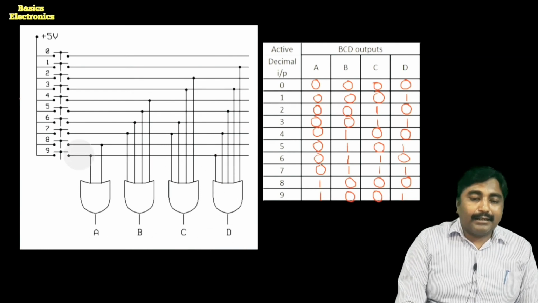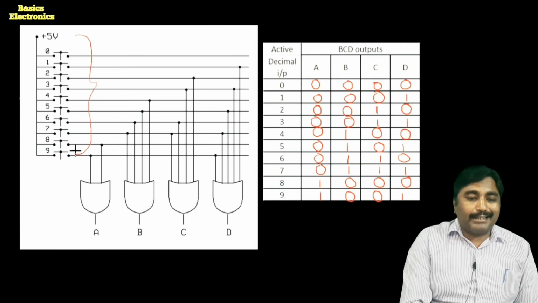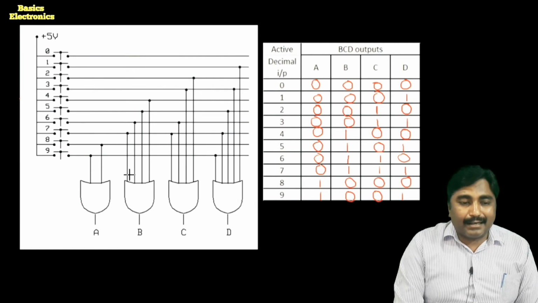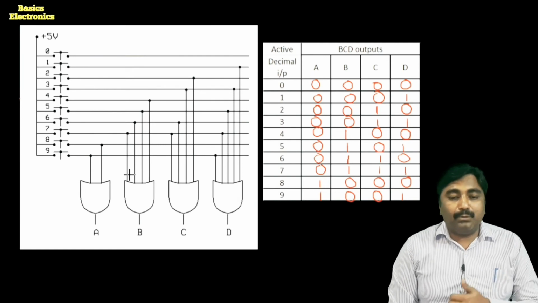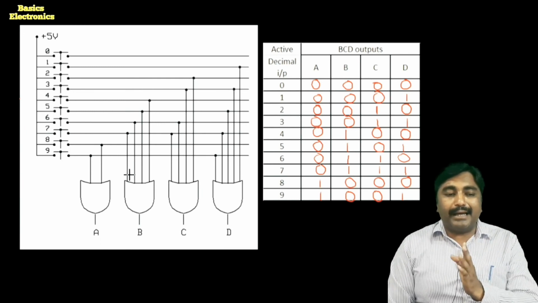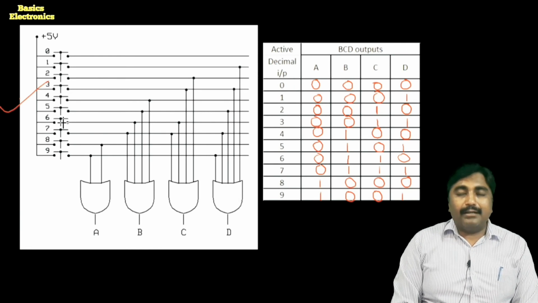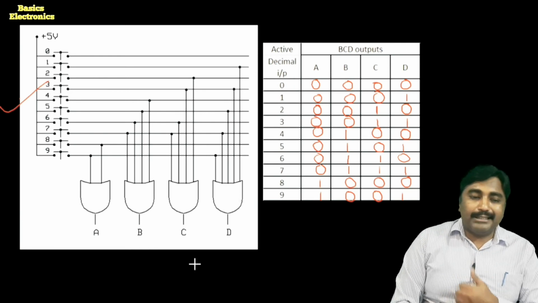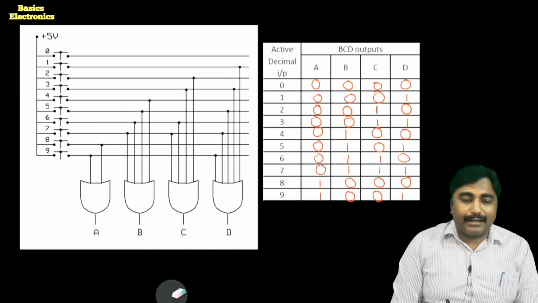This means we get the BCD equivalent of the decimal input if we press any one of the switches, with only one switch active at a time. So this is what we call an active input encoder. That active input may be active low or active high. This is an active high decimal to BCD encoder, because the input we apply is an active high input.